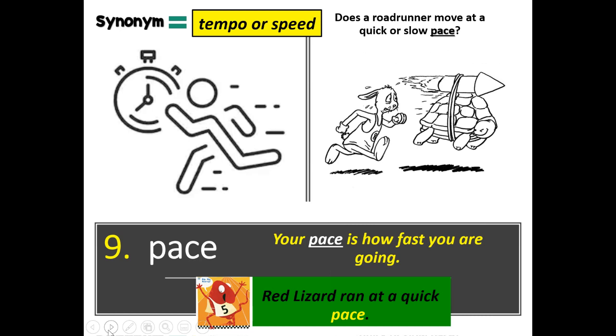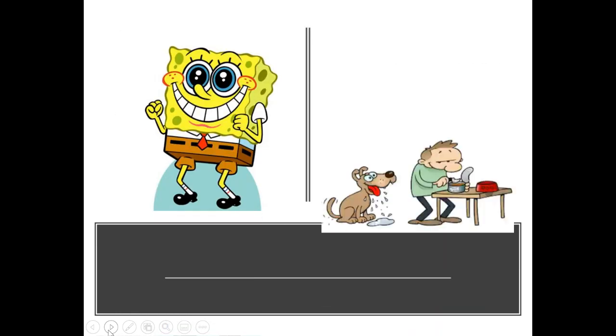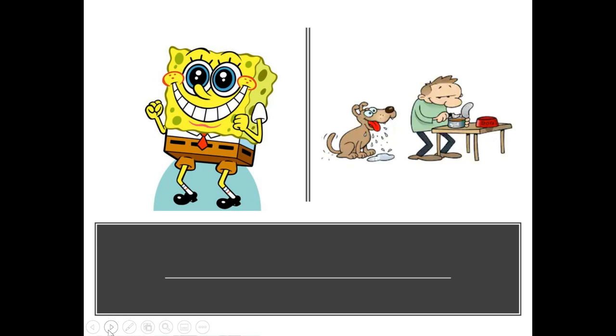So does a roadrunner move at a quick or slow pace? Does a roadrunner move at a quick or slow speed or quick or slow tempo? Those all mean the same thing, pace. Last group of pictures. What do you notice or see?